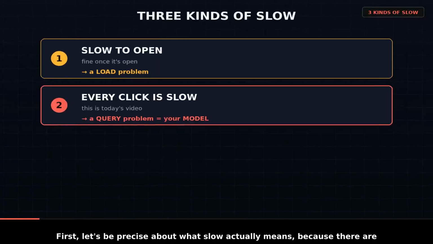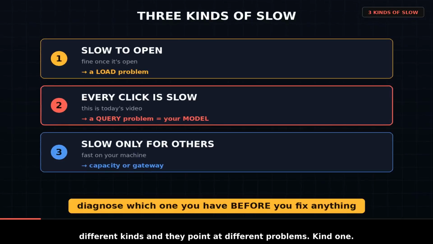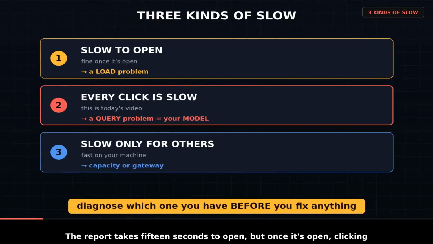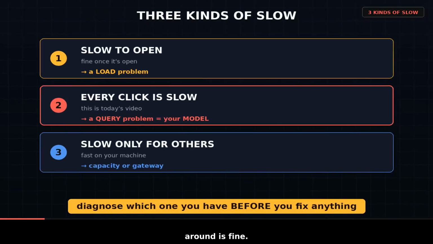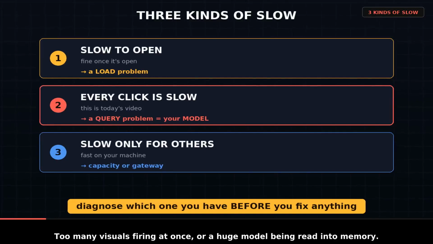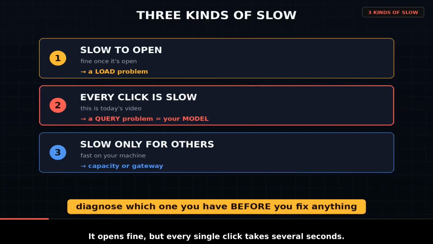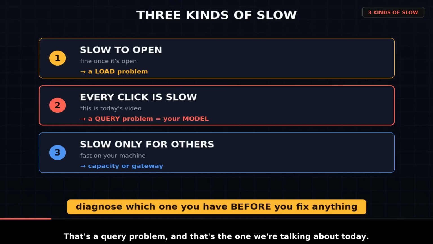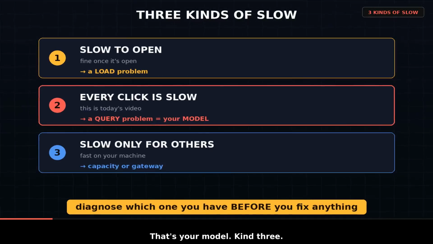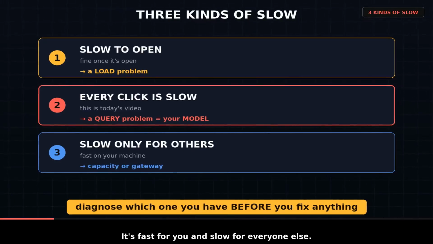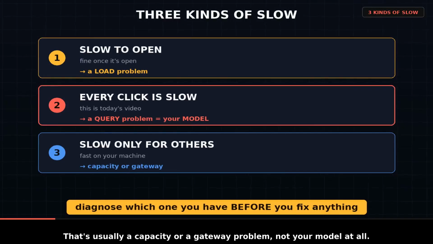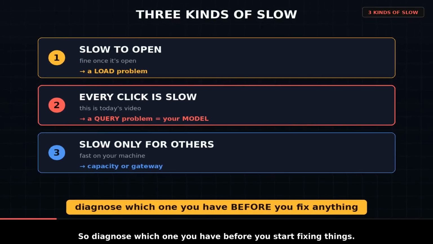First, let's be precise about what slow actually means, because there are different kinds and they point at different problems. Kind 1. The report takes 15 seconds to open, but once it's open, clicking around is fine. That's usually a load problem. Too many visuals firing at once or a huge model being read into memory. Kind 2. It opens fine, but every single click takes several seconds. That's a query problem, and that's the one we are talking about today. That's your model. Kind 3. It's fast for you and slow for everyone else. That's usually a capacity or a gateway problem, not your model at all. So diagnose which one you have before you start fixing things.